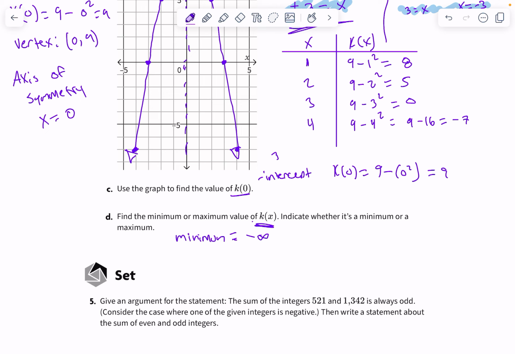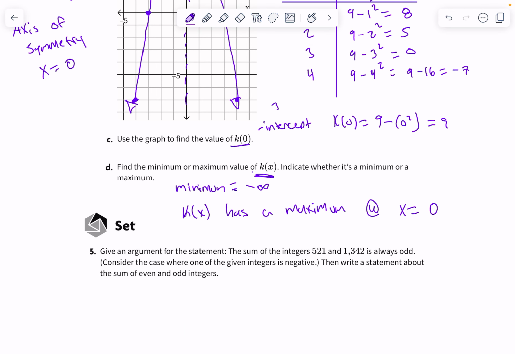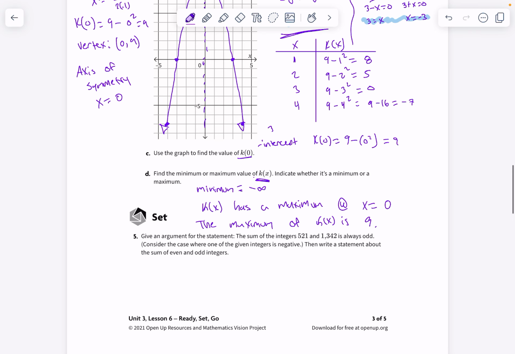So then k of x has a maximum at x is equal to what? At x equals 0. The maximum of k of x is 9. Okay, perfect.